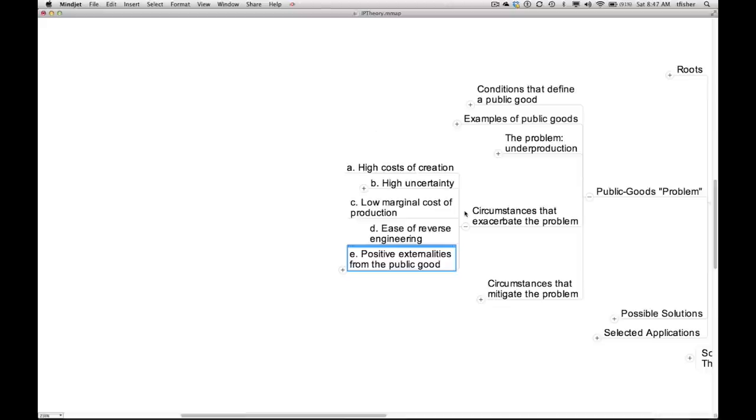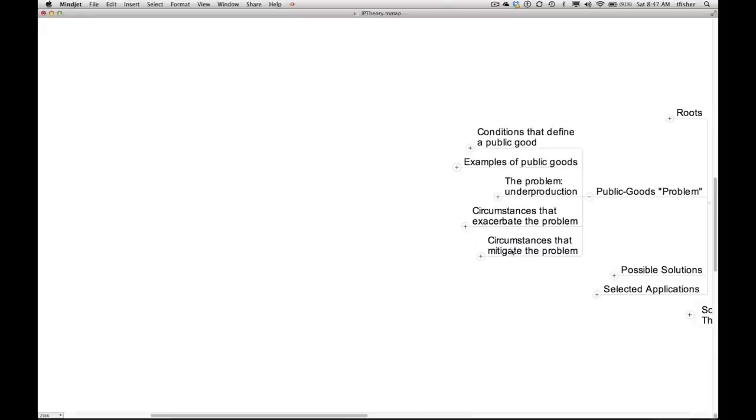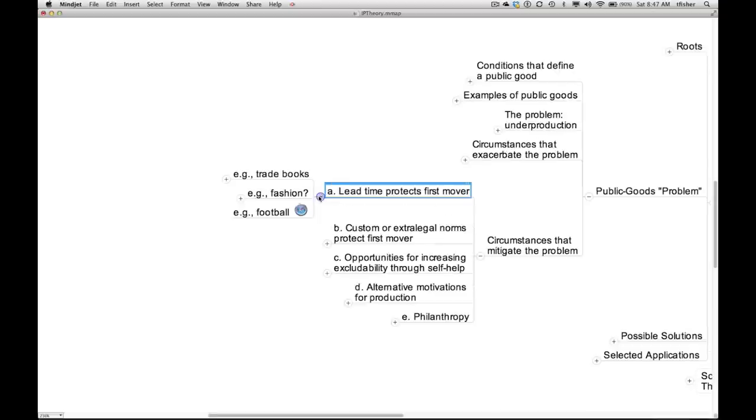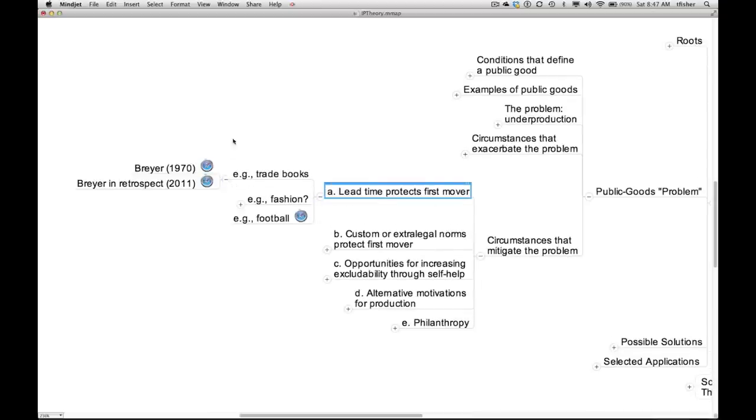On the other side of the ledger are circumstances that mitigate the public goods problem and therefore reduce the need for governmental involvement. First, in some contexts, innovators obtain, through lead time, enough of an advantage over copyists to enable them to recover the costs of their innovations, thus reducing the need for a governmental stimulus. Justice Breyer of the United States Supreme Court, long ago when he was an assistant professor at Harvard Law School, wrote an article developing this argument in the context of trade books.